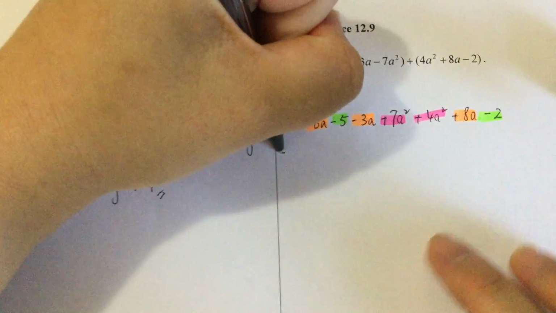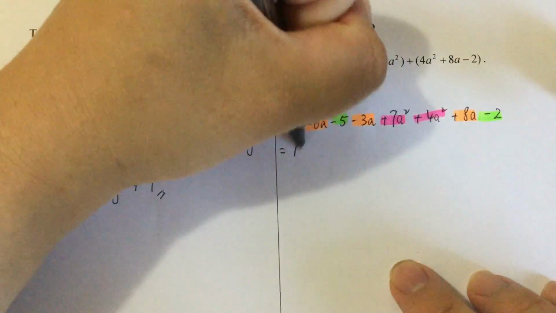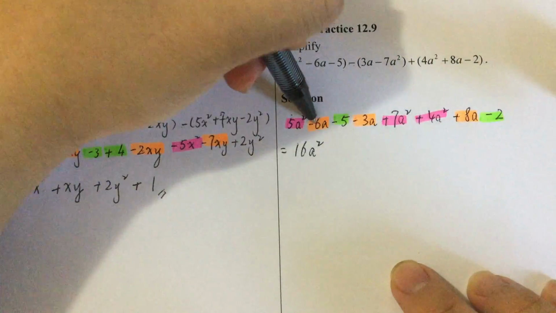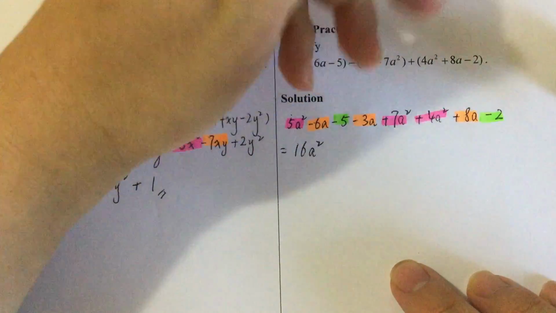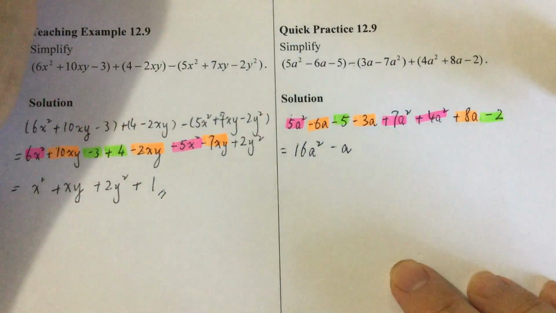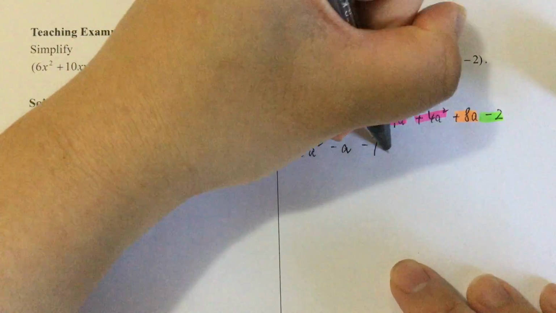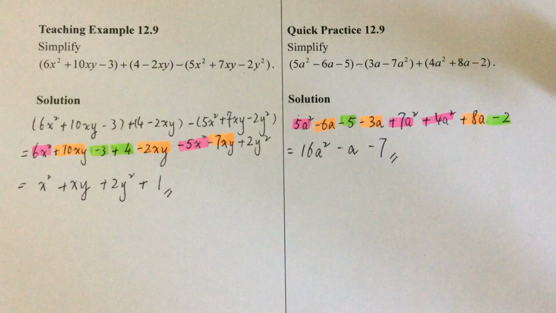So the first answer, 5 plus 7 plus 4 is 16a squared. Negative 6 minus 3 is negative 9 plus 8 is negative a. And negative 5 minus 2 is negative 7. So we finish this quick practice 12.9.